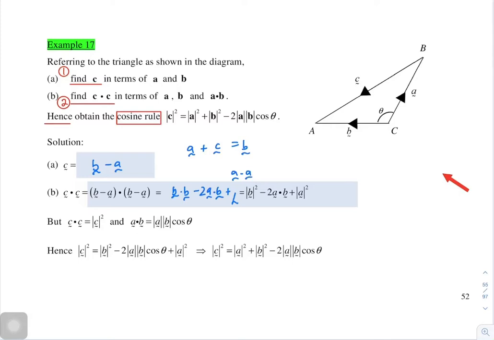Alright, and hence we can actually find the relationship in terms of B squared and in terms of A squared and in terms of A dot B. Because of this, we can actually see the cosine rule coming out already. Based on this equation, C dot C is in fact C squared, so in the end we can actually have the cosine rule emerging.